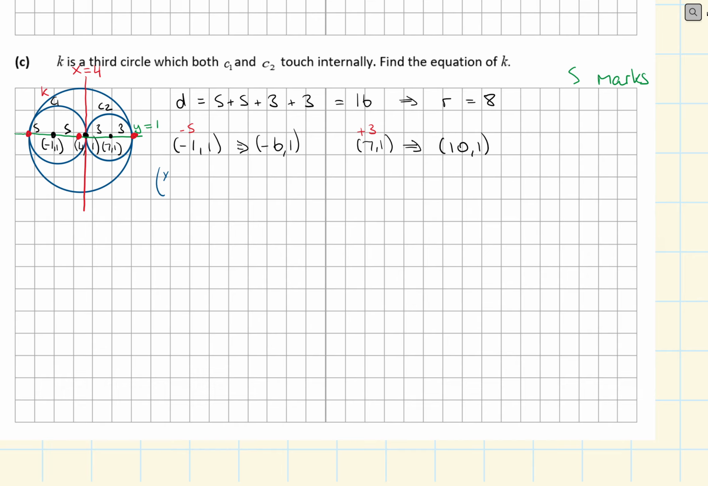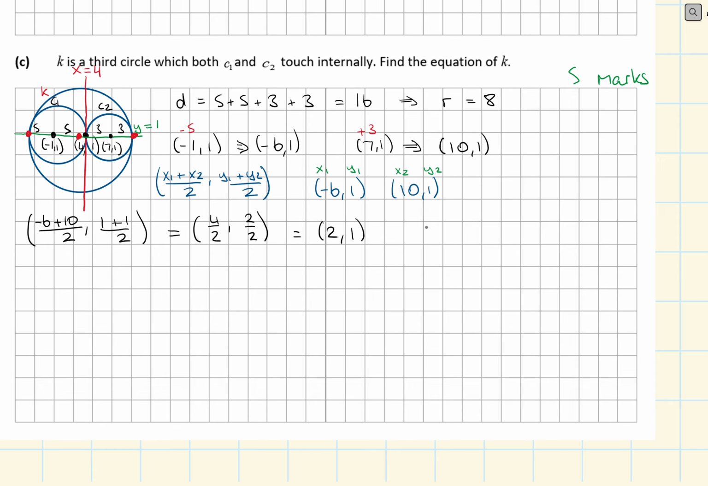So we go for the midpoint formula, that's (x1 plus x2) over 2, (y1 plus y2) over 2. We have (-6, 1) and (10, 1). Into our formula then, so it'll be (-6 plus 10) all over 2, (1 plus 1) all over 2. It's 4 over 2 and 2 over 2, which then tallies up to (2, 1). So my center is equal to (2, 1). And now they want us to build the equation.